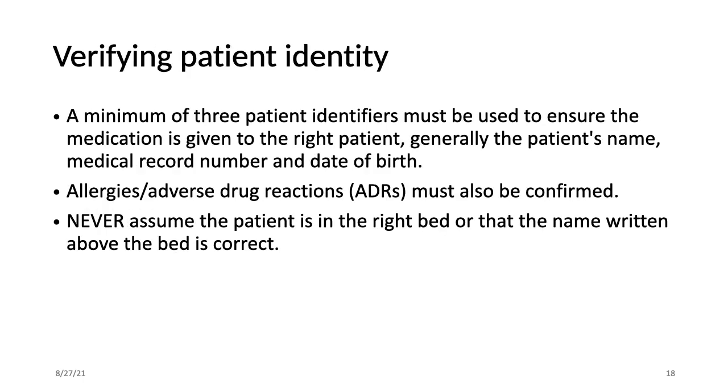A minimum of 3 patient identifiers must be used to ensure that medication is given to the right patient. Generally, use the patient name, medical record, and date of birth. Also, you need to identify and document allergy. Adverse drug reaction must also be confirmed. Never assume that the patient is on the right bed, or even if the name is written there, the name could be of the previous patient.